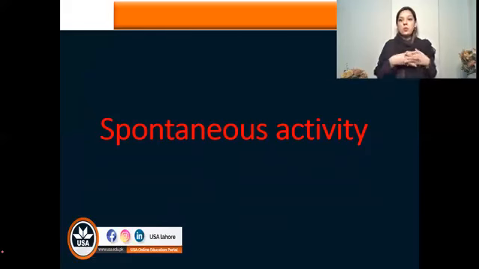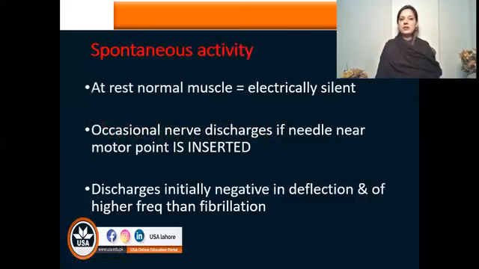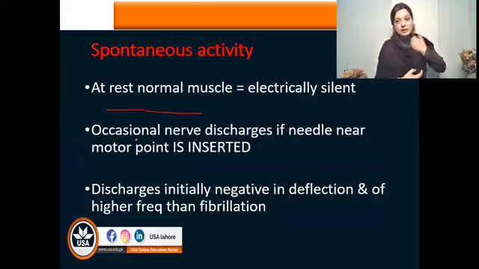Now we are going to discuss the normal behavior of the muscle, how the muscle normally behaves in the rest phase. In physiotherapy or electrotherapy terms, we call it spontaneous activity, the activity at the level of rest. Spontaneous activity at rest: a normal muscle is electrically silent. In a normal muscle in the rest phase, it is electrically neutral or silent.